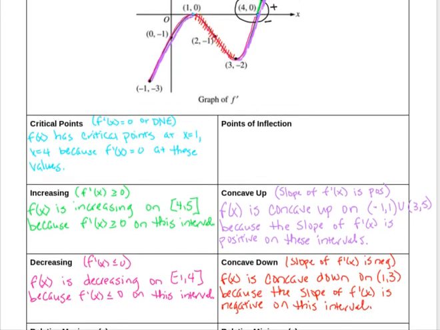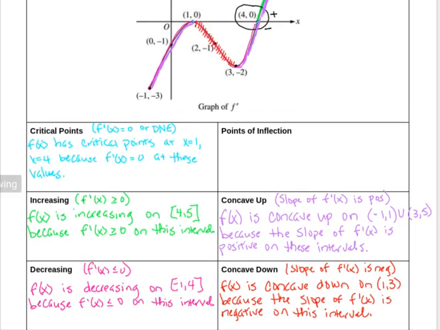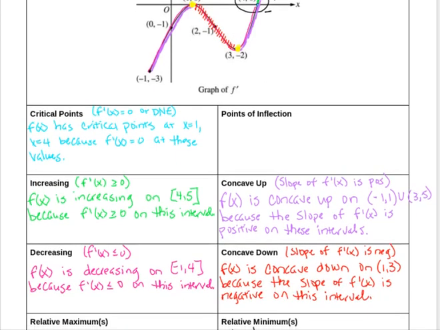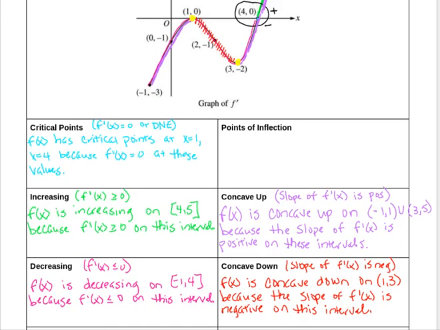Finally, we want to identify the points of inflection. We know that points of inflection happen when the second derivative changes sign. So when the function changes from concave up to concave down. Well, that happens at x equals 1, and it happens again at x equals 3. We can see that when we look at our intervals of concave up and concave down. It's concave up from -1 to 1 when it changes to concave down. Then it's concave down all the way to 3, and that's when it changes back to concave up.